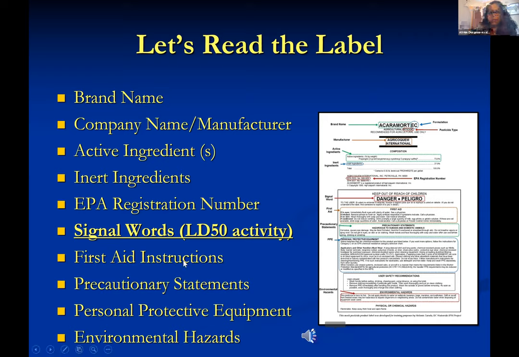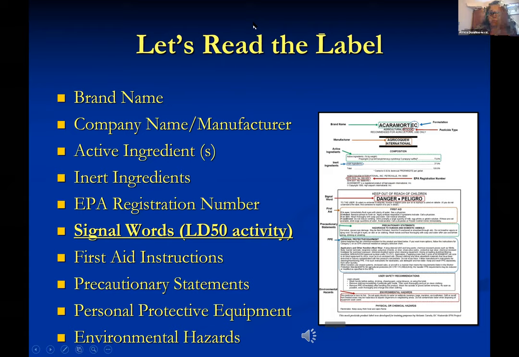Then you have your signal words. The signal word indicates the acute toxicity, which occurs within 24 to 48 hours after exposure, and the hazard of the pesticide to humans and animals. And it is a quick way to determine the toxicity. So if it says danger, poison, that represents the most toxic of all pesticides. And these products also carry the risk of severe eye damage or skin irritation. So, you know, proper PPE is required. Then you have your warning, which represents moderate toxicity, and caution, which represents slight toxicity.